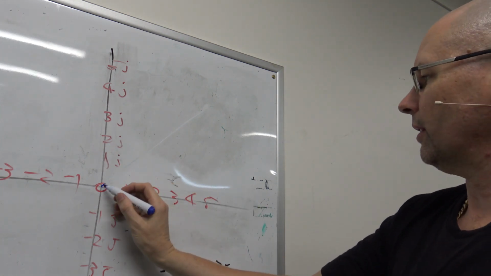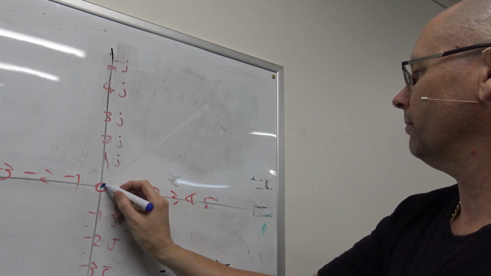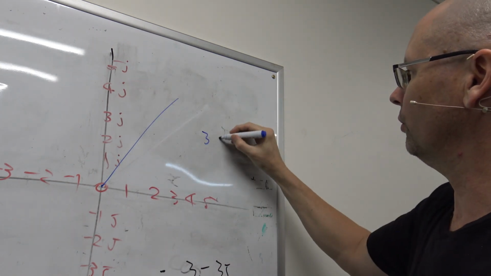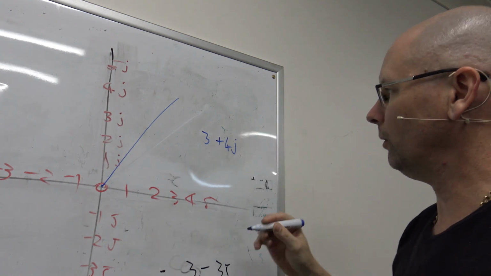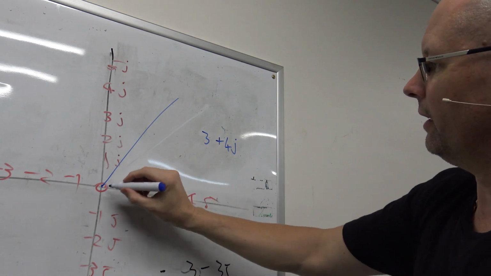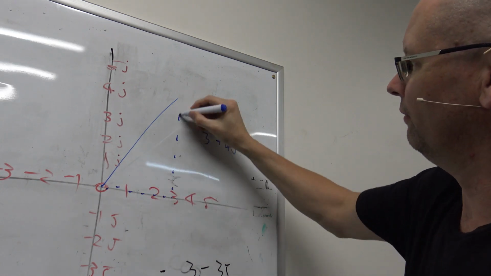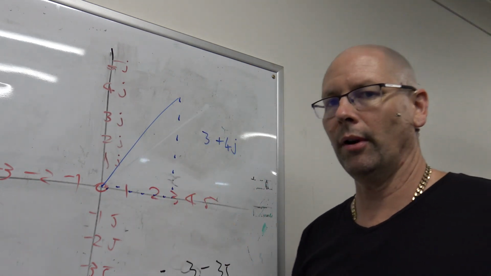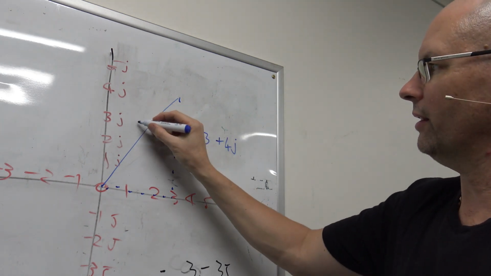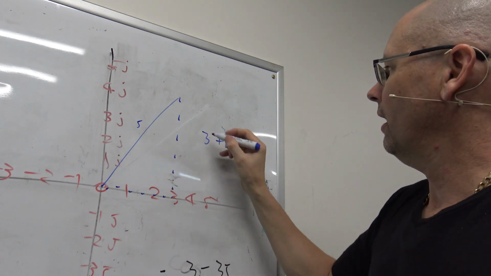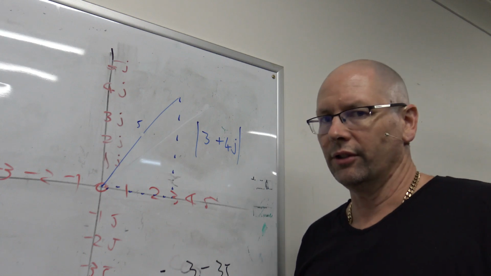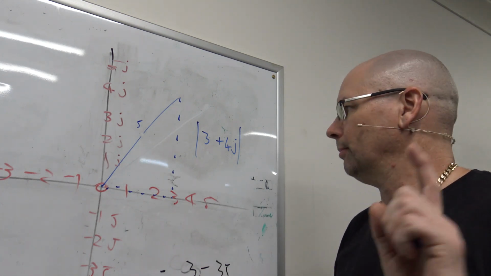If you've got a vector that goes, let's say, 3 that way and 4 that way, so that's 3 plus 4J, and I want to get the absolute value of it, that would be the value here. You know from Pythagoras' theorem that 3 squared plus 4 squared equals 5 squared, so this is going to be 5. So the absolute value of 3 plus 4J is 5. So just keep that in mind, because I'll get to something like that in the computer in a minute.